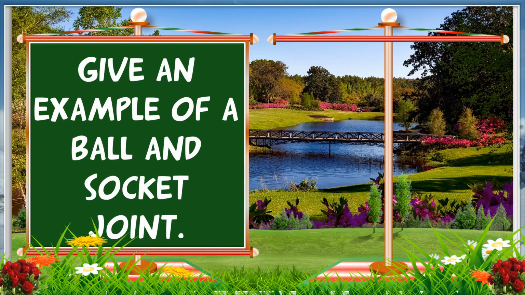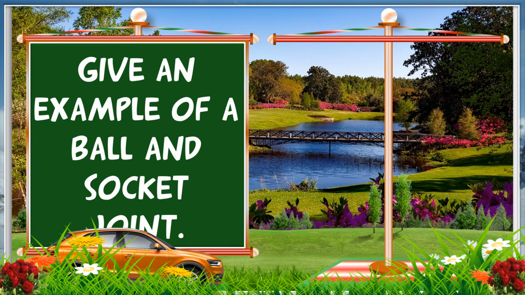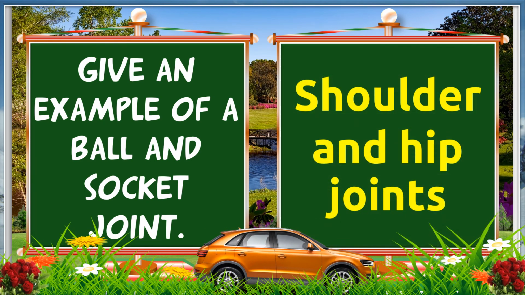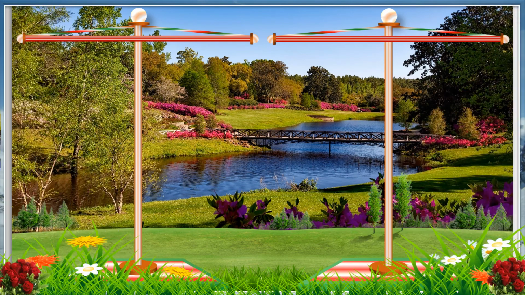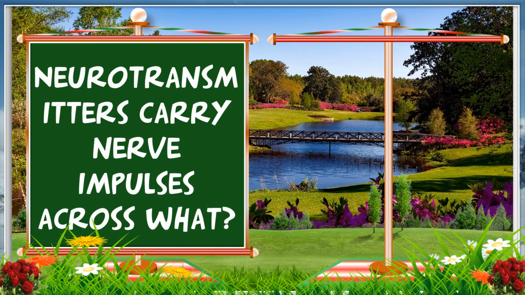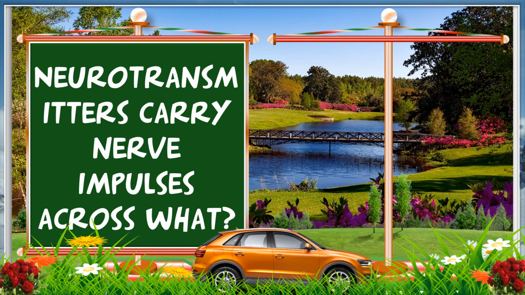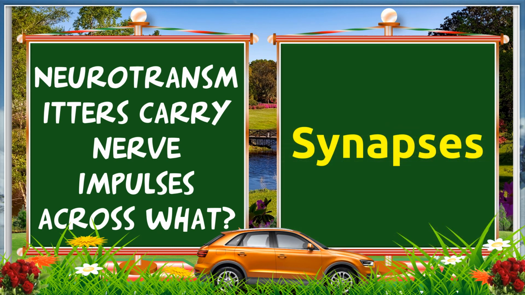Give an example of a ball and socket joint. Shoulder and hip joints. Neurotransmitters carry nerve impulses across what? Synapse.